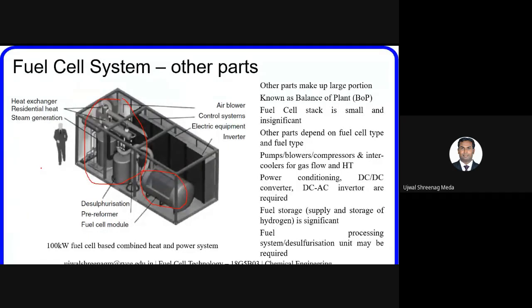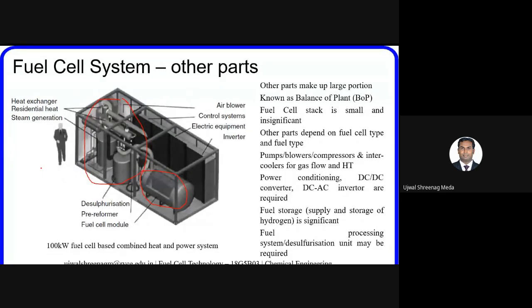So why am I speaking all these? I just want to convey one of the methods that are involved in processing the crude oil before we get the required fuel. Depending upon the type of fuel that is used, a desulfurization unit may be necessary in a fuel cell system in order to get the required hydrogen, which can be supplied to fuel cells as fuel.